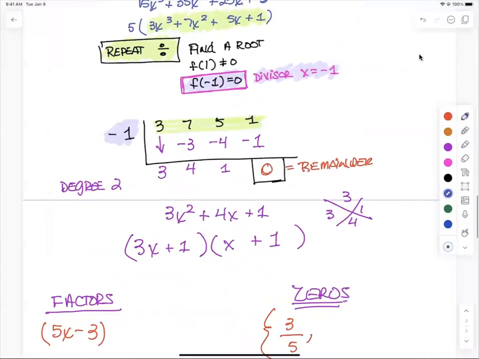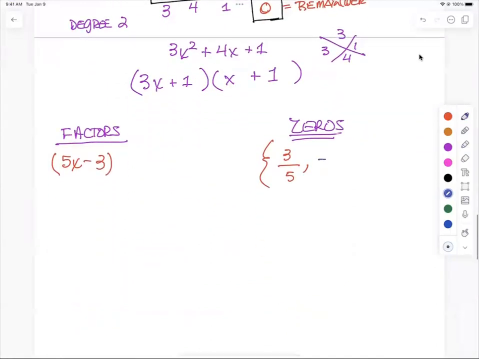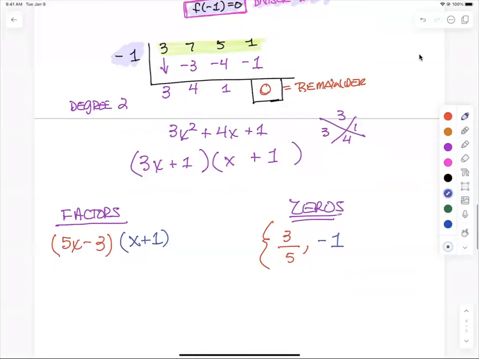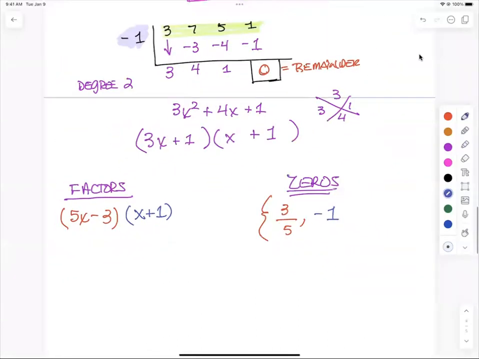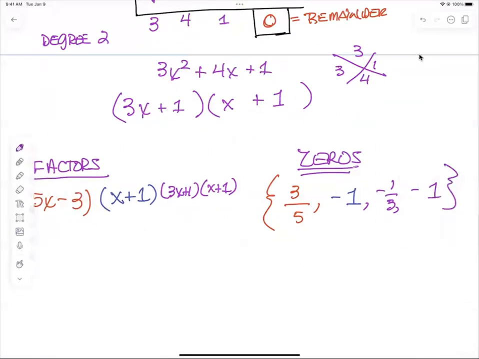Moving on, looking back up, we used -1 as a root in our synthetic division. So -1 is my next 0, and the factor associated with that would be x plus 1. And then I ended up with this quadratic that I was able to factor. So here my factors are 3x plus 1 and x plus 1, and the roots coming out of that would be -1/3 and -1. So notice that -1 is actually occurring twice.